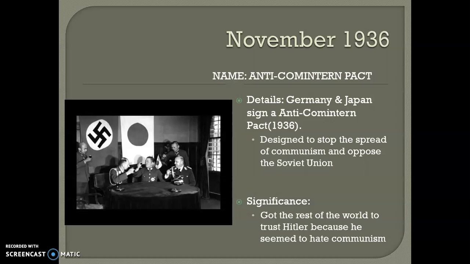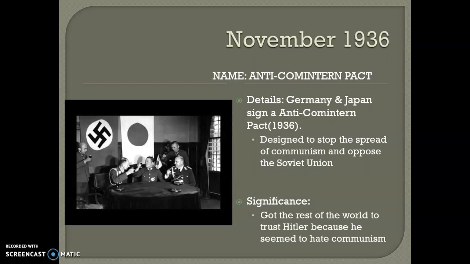Well, communism had become also popular because people were starving, they were hungry, and so suddenly it looked a lot more appealing. There's this notion that everybody has everything they need to survive. So Germany and Japan will sign this agreement to specifically fight and stop the expansion of power of the Soviet Union.